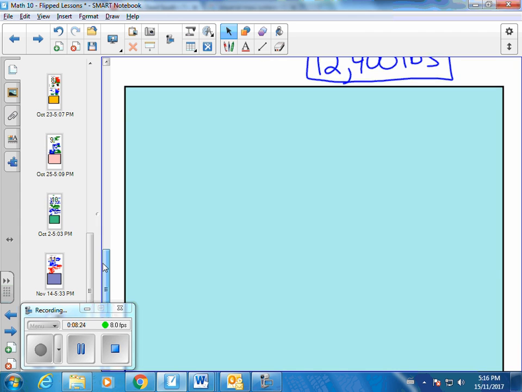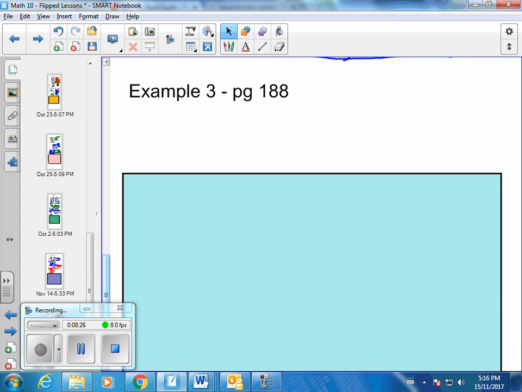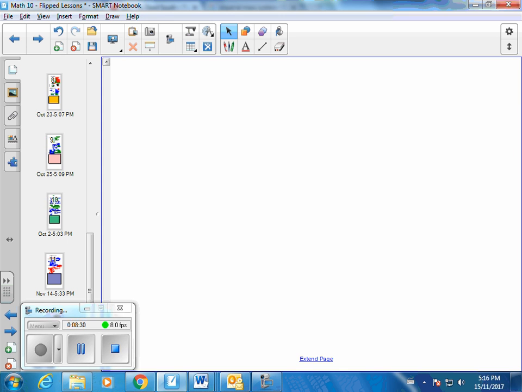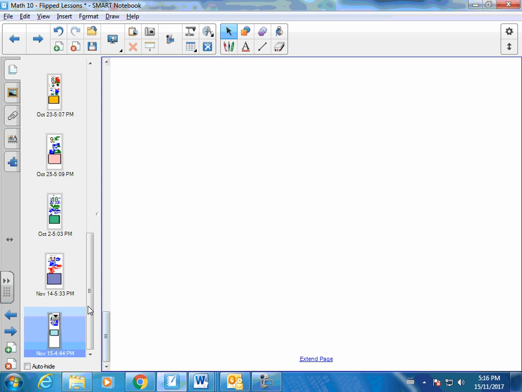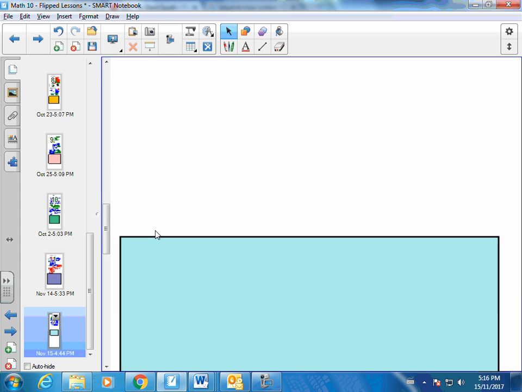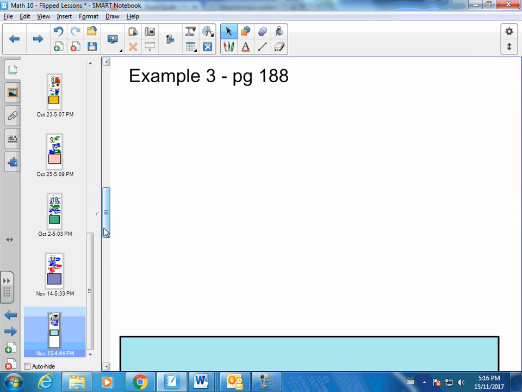So let's go ahead and look at the next example now on page 188. Extend a bunch of these down so I don't have to do that every time. Page 188. Too far. Okie doke.